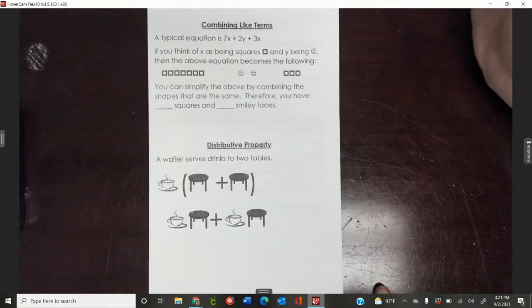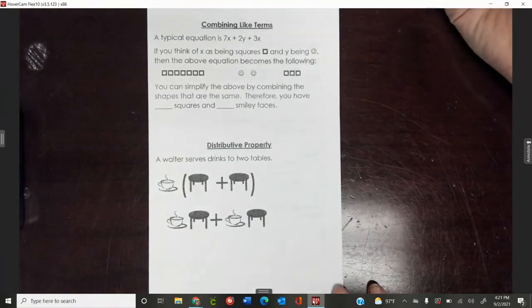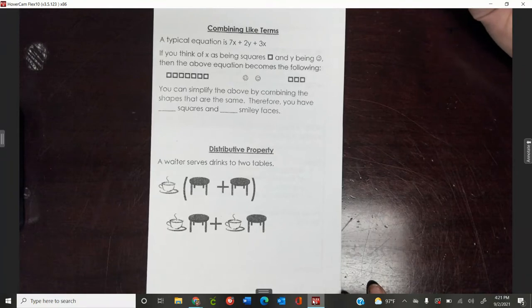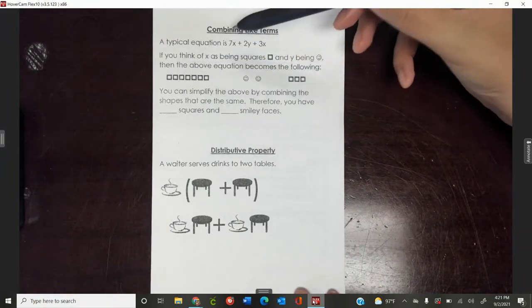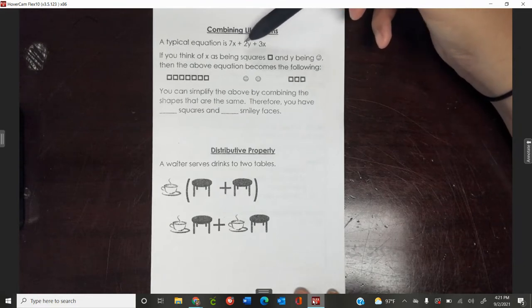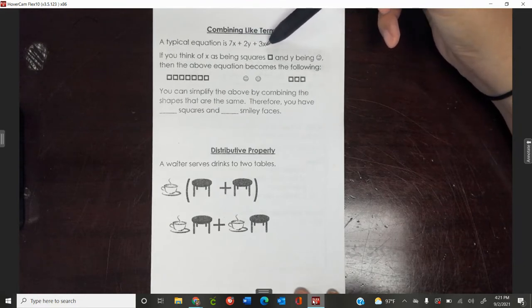This video is going to be going over combining like terms and the distributive property. To put it simply, we'll be simplifying algebraic expressions. So here we're going to take the typical equation, 7x plus 2y plus 3x.